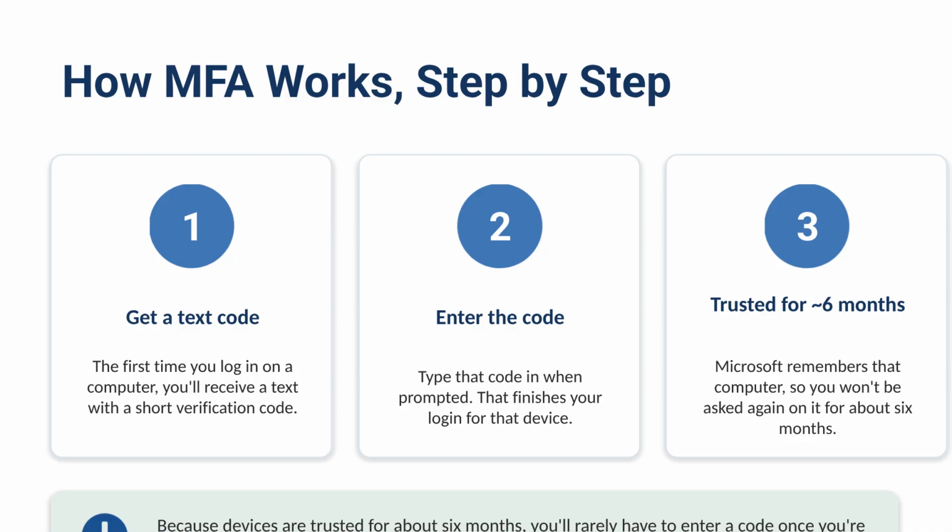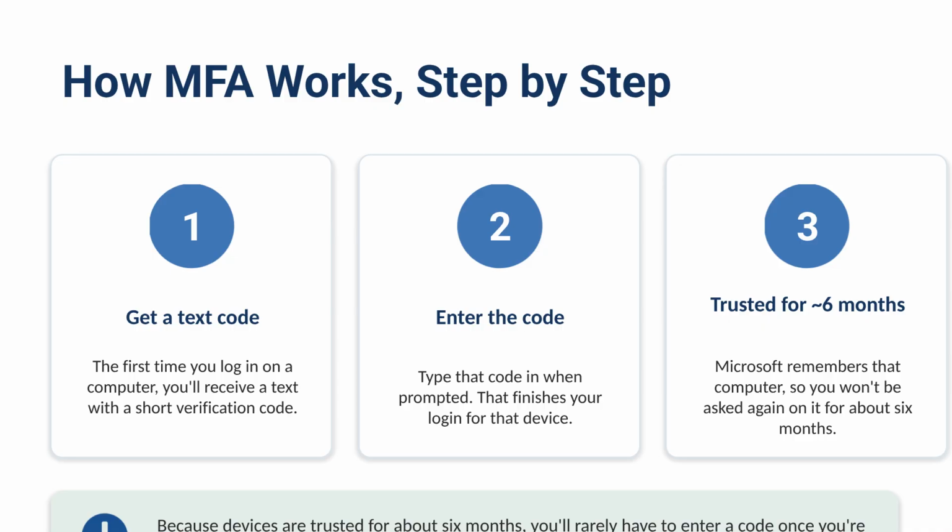Here's exactly what happens the first time you log in on a new computer. Step 1, you'll get a text message with a short code. Step 2, you'll type that code in when the screen asks for it, and you're in. Step 3, and this is the part most people like: Microsoft remembers that computer for about 6 months, so it won't keep asking you for a code on the same device. The good news is that after the initial setup, most people rarely have to enter a code again. And if you ever get stuck during setup, the help desk is just one email away, which is exactly where we're headed next.